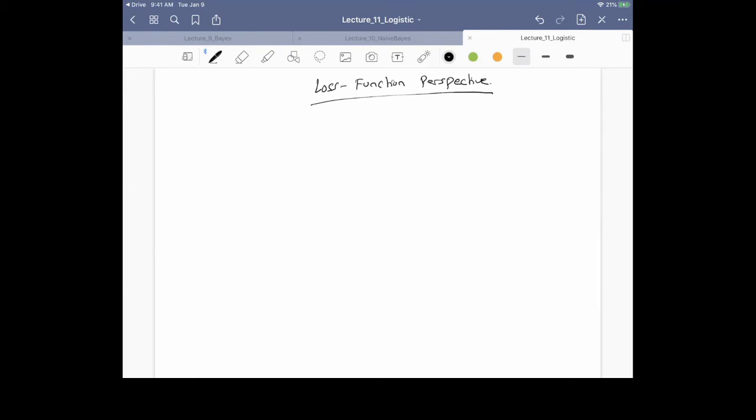So in the case of perceptrons, if you remember perceptrons, the loss function perspective is that you have this L of W comma B as essentially this term. Maybe I'll just take the ith example, xi comma yi. So this term is nothing but max of 0 comma minus yi multiplied by w transpose xi plus b.